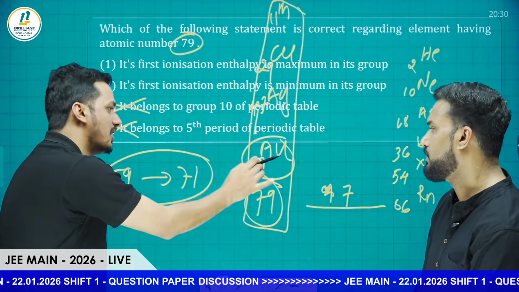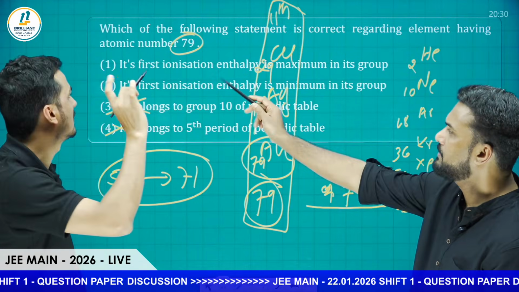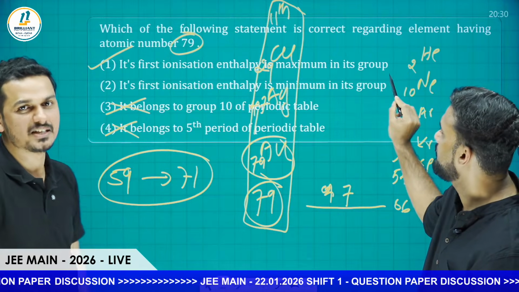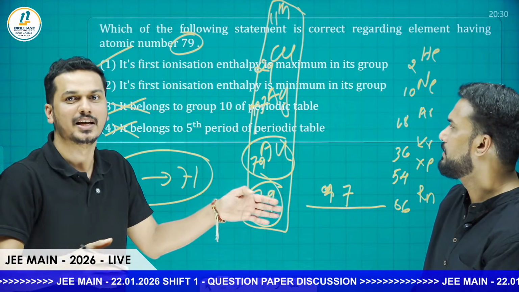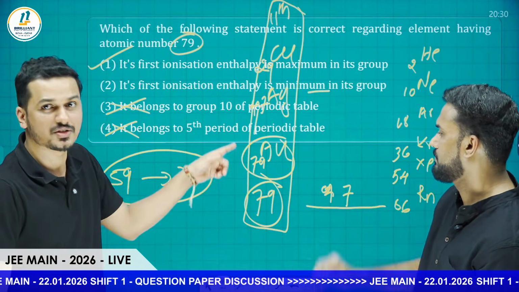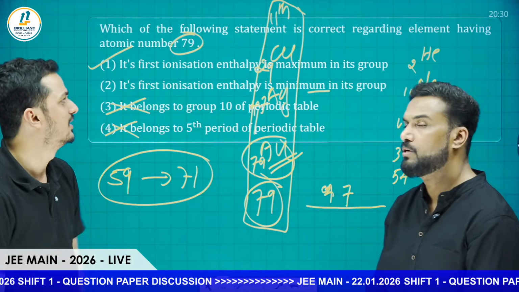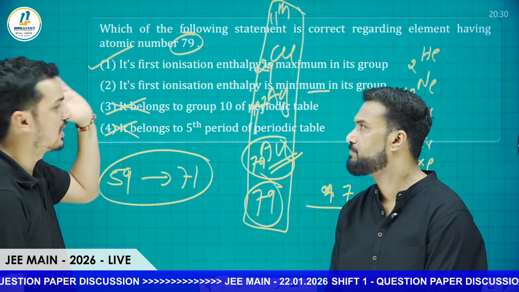The ionization enthalpy is high because of lanthanoid contraction. Its first ionization enthalpy is the maximum in its group. They will think that whenever you go down the group, ionization enthalpy decreases, but not like that here, because of lanthanoid contraction. Gold has the highest among these, so option 1 will be correct.